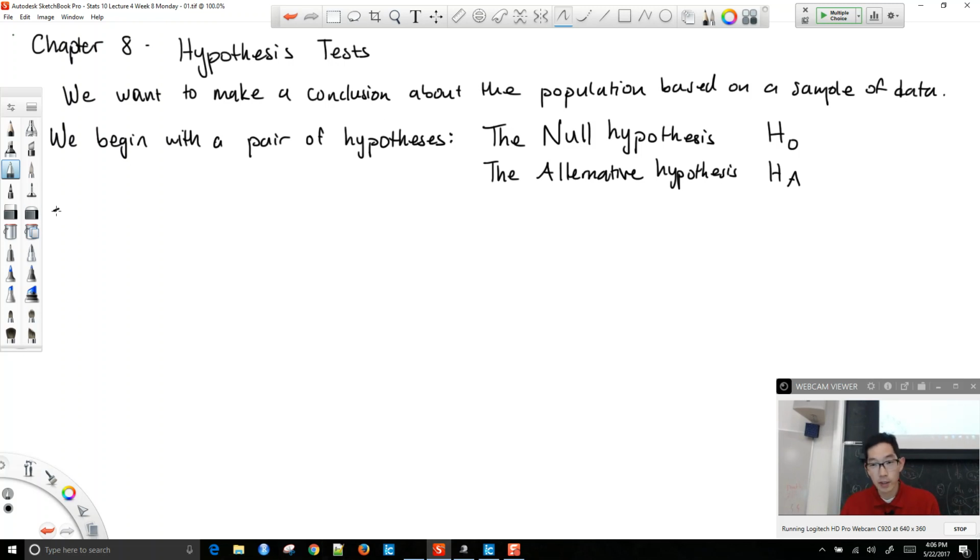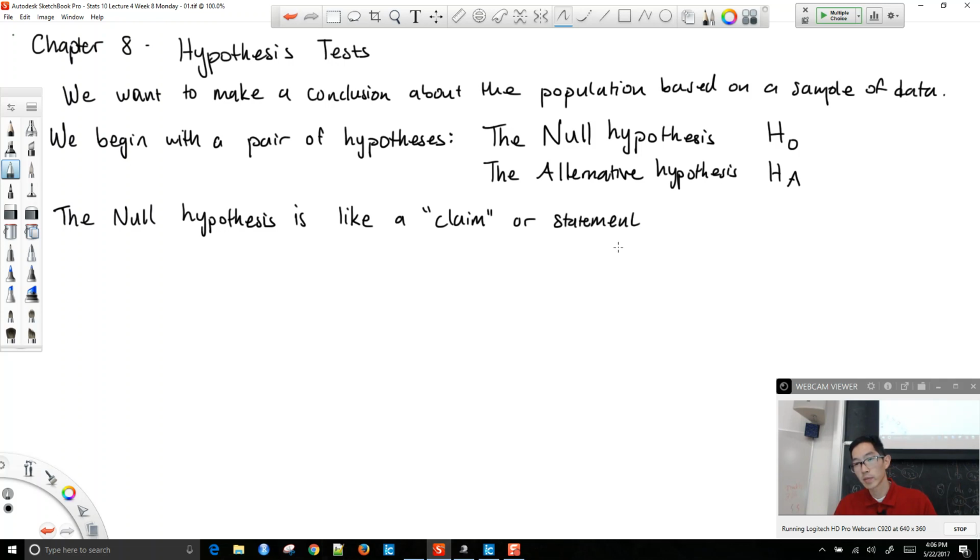So we begin with a pair of hypotheses, the null hypothesis and the alternative hypothesis. Now, the null hypothesis is kind of like a claim, or a statement about the population, and that is the statement that we are going to test. The null hypothesis is like a claim or a statement about the population.